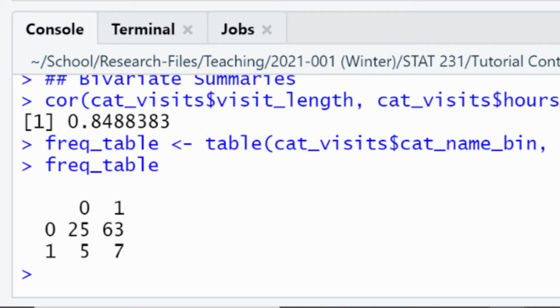Similarly, Charles jumped up on my desk 63 times when it had been 5 or fewer hours since they had last been fed, and 7 times he jumped up when 6 or more hours had passed.